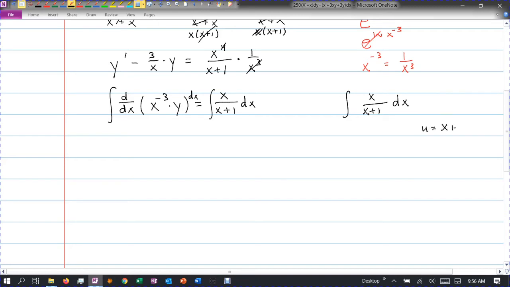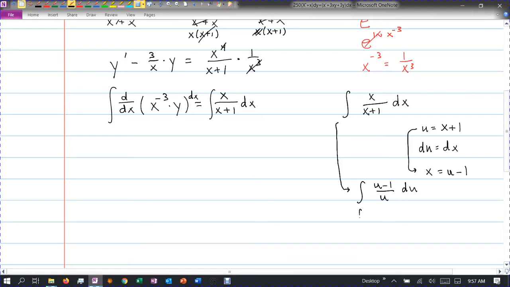I'm going to let u be x plus 1, so du would be dx, and anytime I want to rewrite x, I can solve that for x, I get u minus 1. So this integral now becomes the integral of x on top, which is u minus 1, and on the bottom x plus 1 is u, and then dx is du.